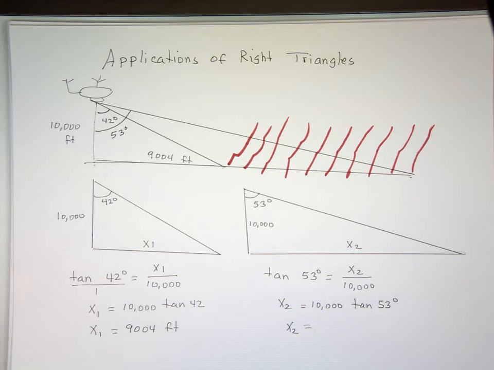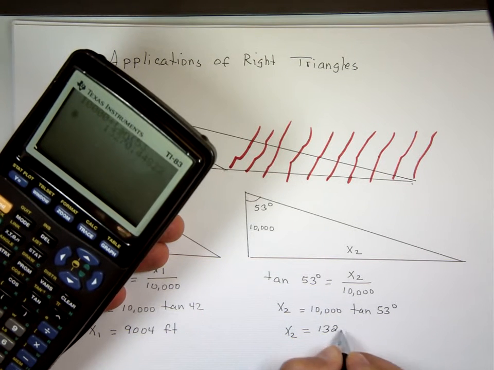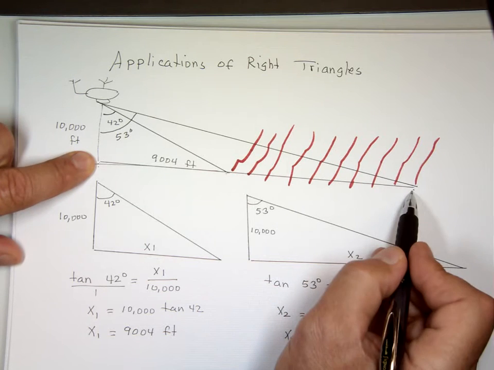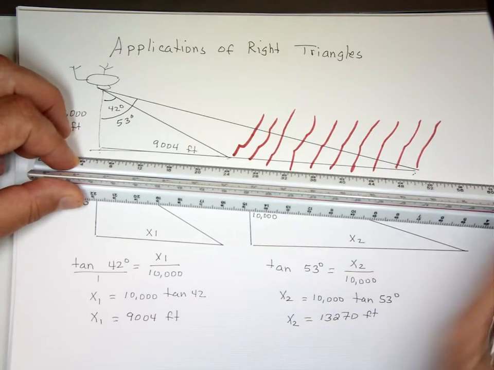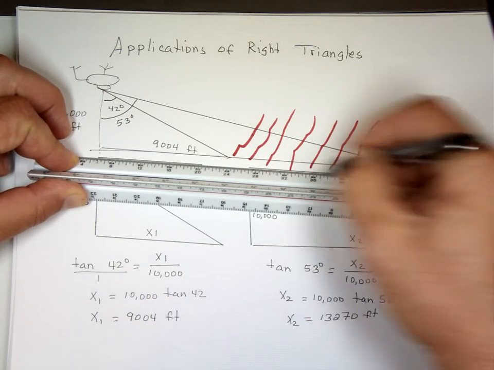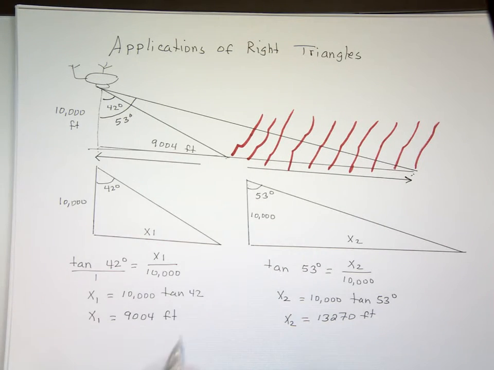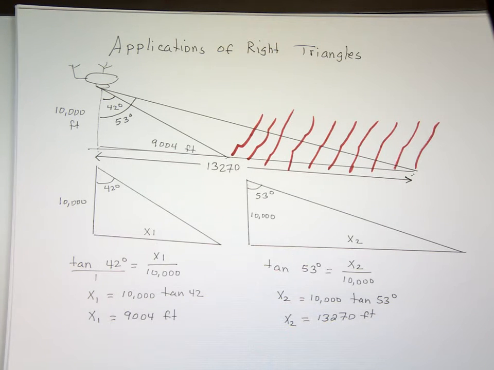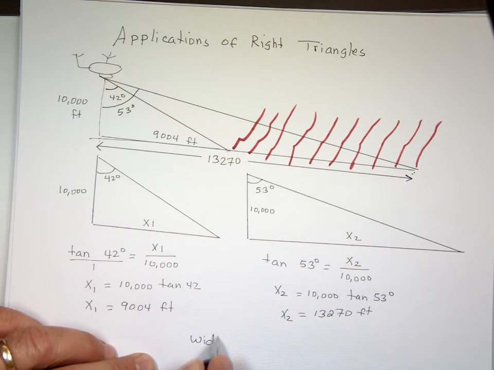Times the tangent of 53 degrees. 13,270 feet. That's from here to here. So that distance you're looking at, that's right there. 13,270. So how wide is the fire? The width is what? Of the fire.